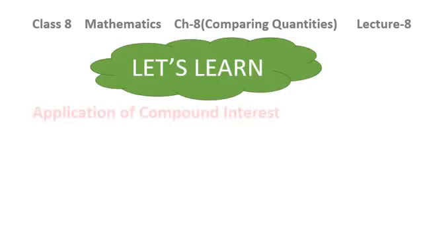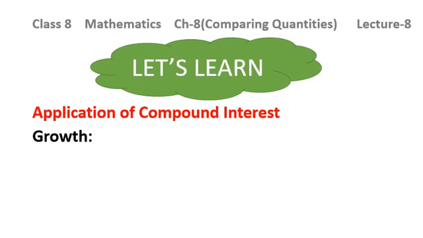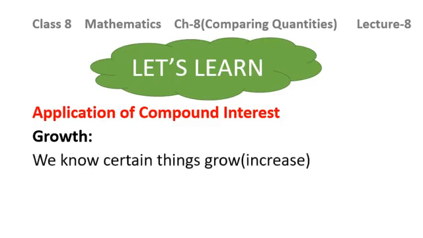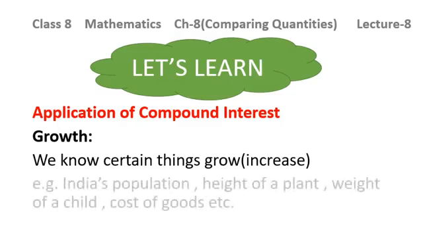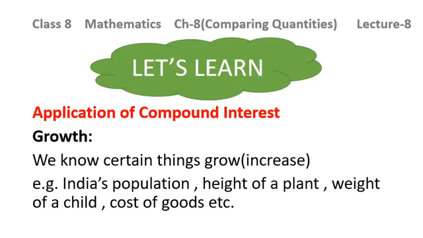Let us learn now the application of compound interest. The very first application, or where we can use the concept of compound interest, is growth. We know that certain things grow, or we can say they increase. For example, India's population. We know that India's population is increasing. Height of a plant keeps on increasing continuously. Weight of a child increases. Cost of the goods also increases.